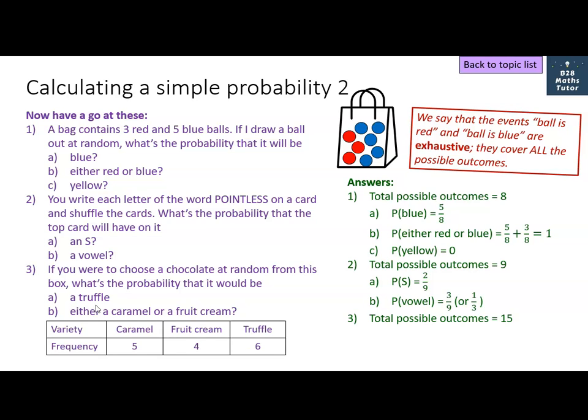How many of those are truffles? 6 of them are truffles. So the probability of getting a truffle is 6/15. And the probability of getting either a caramel or a fruit cream is, we've got the 5/15 for a caramel and the 4/15 for a fruit cream. We add them together and we get 9/15.